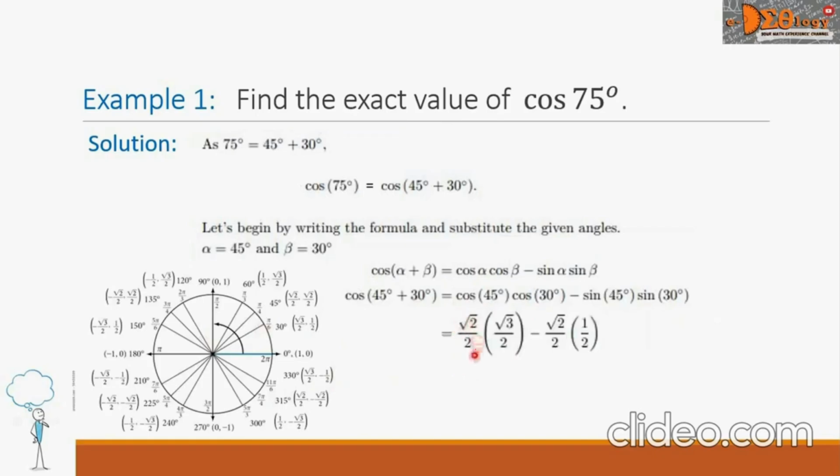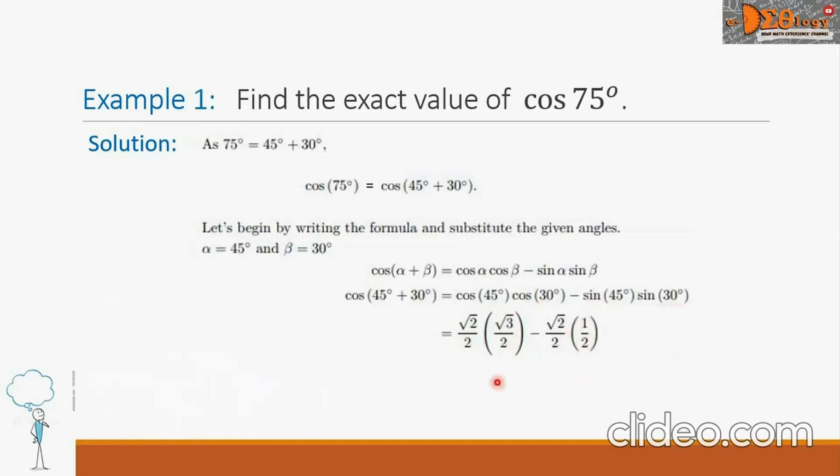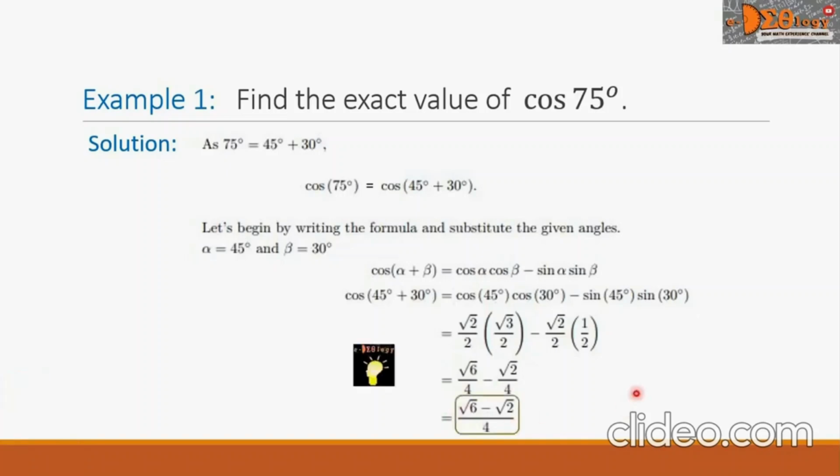So we have now square root of 2 over 2 for cosine 45 degrees, square root of 3 over 2, that is cosine 30 degrees, minus square root of 2 over 2 for the sine 45 degrees, times 1/2, and this is sine 30 degrees. Simplifying now, we have square root of 6 over 4 minus square root of 2 over 4. We have a common denominator here, so we'll put this together. So we have square root of 6 minus square root of 2 all over 4. This is the final answer.